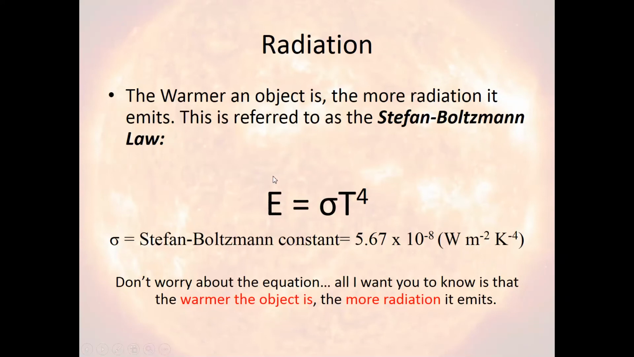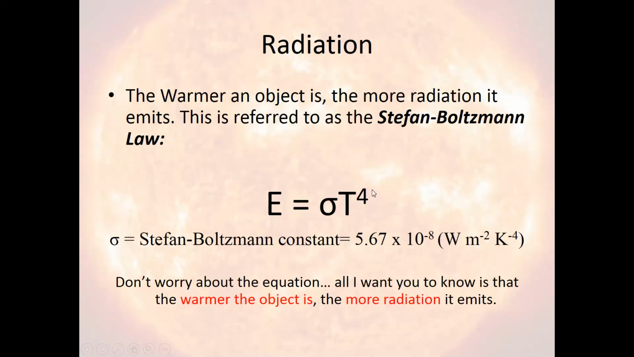This E over here on the left represents total amount of energy. This little weird looking symbol here, this is the lowercase sigma. This is what's called the Stefan-Boltzmann constant. And then this T to the fourth is simply whatever the temperature is raised to the fourth power. So you could actually calculate this.